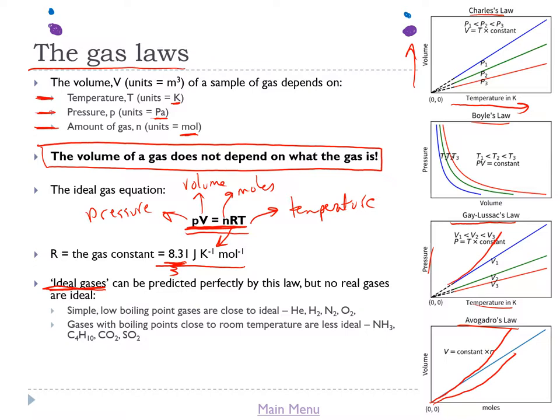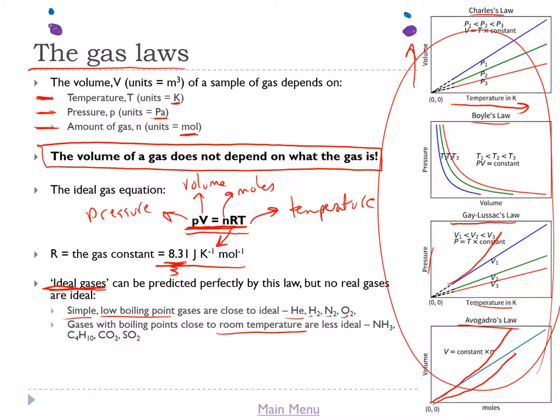And gases that are simple and have low boiling points are close to ideal. So things like helium, hydrogen, nitrogen, oxygen, if we graph their various properties, we see graphs very similar to these ones here. However, gases with boiling points close to room temperature tend to be less ideal. Gases like ammonia, butane, carbon dioxide, sulfur dioxide don't show the same extent of ideal gas behavior. Now, this is slightly academic because you can assume that all of the gases you're going to meet in calculations are ideal gases, even though that's not strictly a valid assumption.